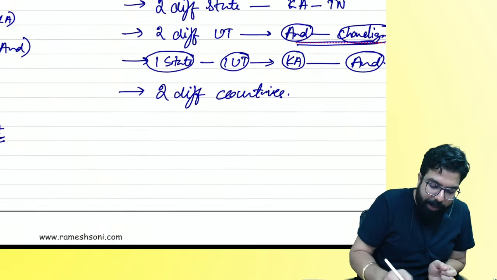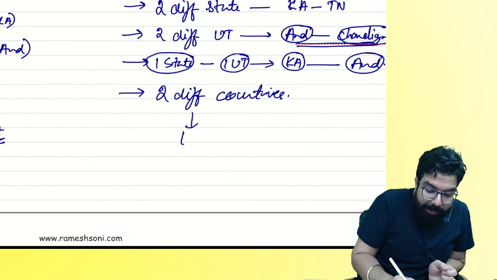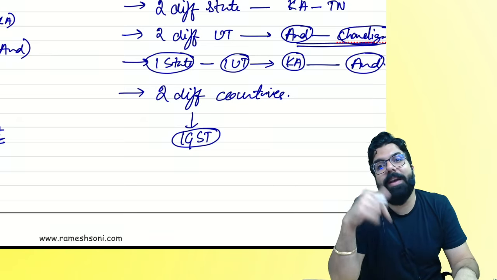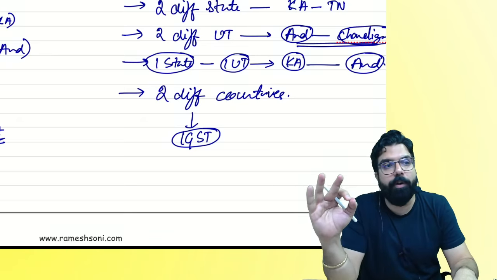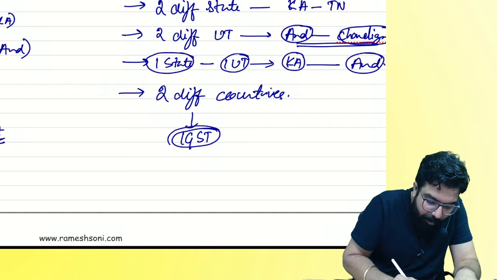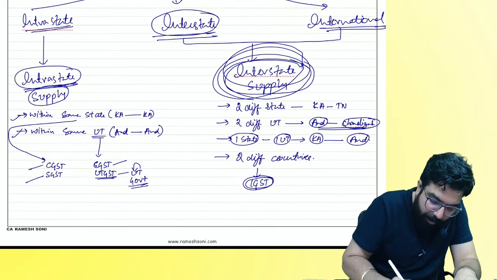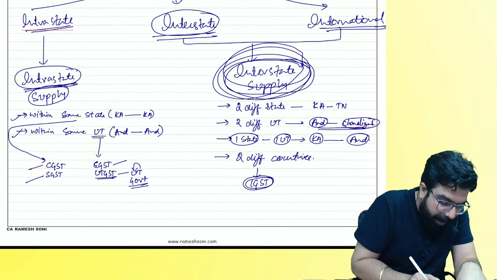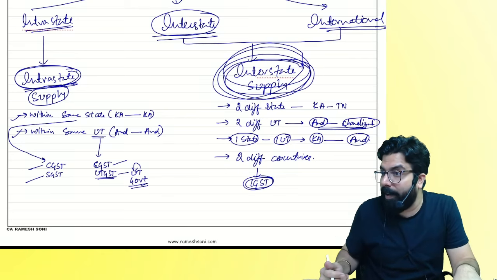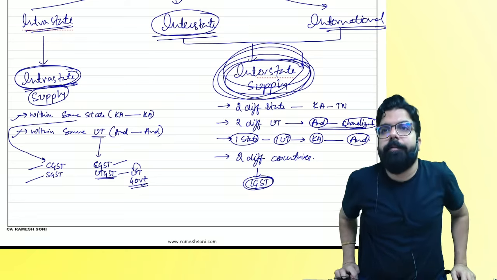So can you tell me what will you charge? In this, there's something called IGST which is charged. Now you will ask me, sir, why is IGST charged over here? I will talk about why IGST will be charged. But as of now, you understand that whenever it is interstate, IGST will be charged. Whenever it is intrastate, CGST and SGST, or CGST and UTGST.